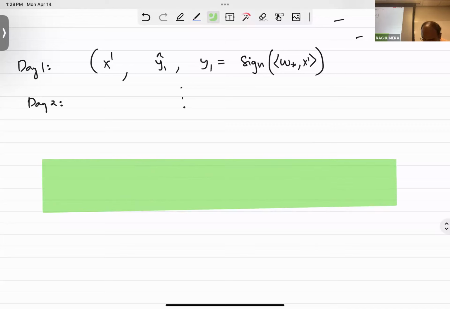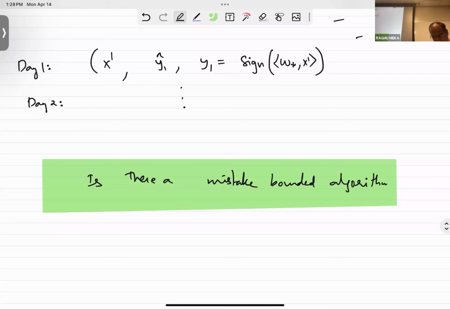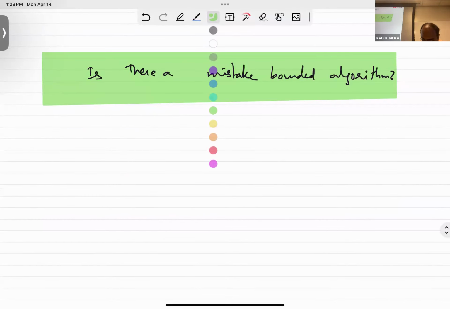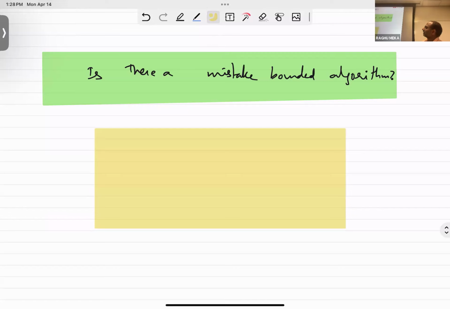And the question is, is there a mistake bounded algorithm? Is there an algorithm that only makes a fixed and small number of mistakes? So this is quite well studied, and we'll use this as an excuse to introduce another important parameter for real valued functions. And this is called the margin.